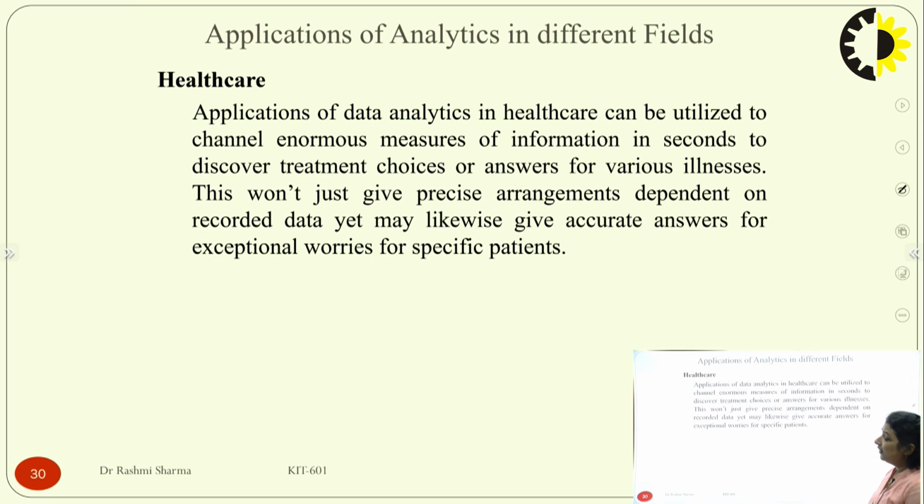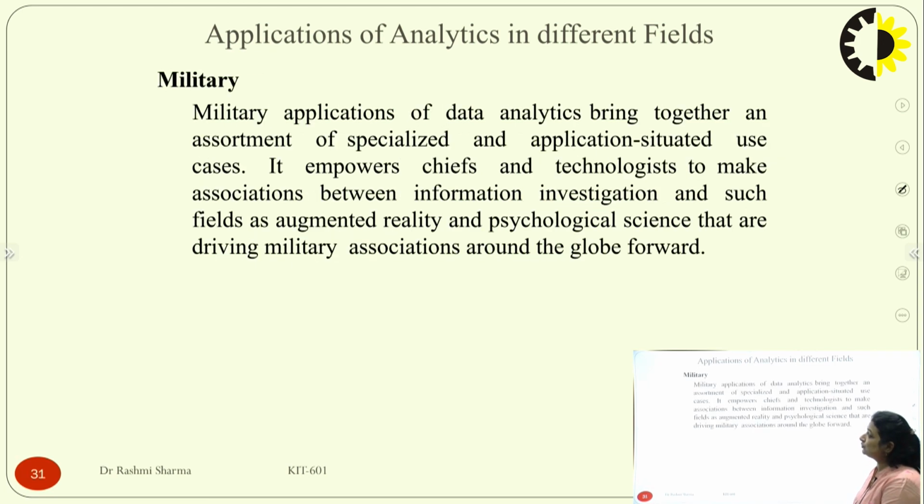For healthcare, we should have the treatment choices. If I want to go for plan A or plan B, what would be plan A's output result, and what would be plan B's output result. Precise arrangements of the dependent records have to be made, and we look into that for the specific set of patients that come to the healthcare.